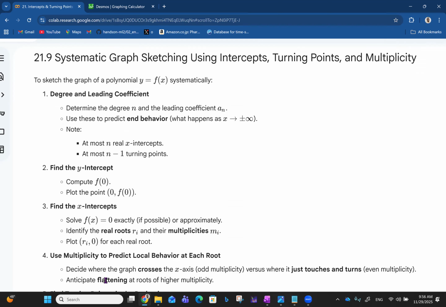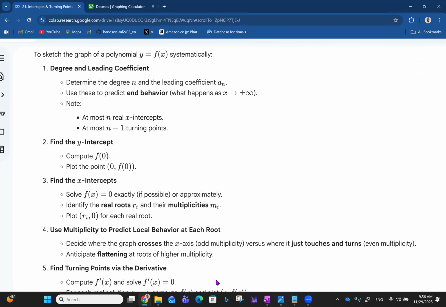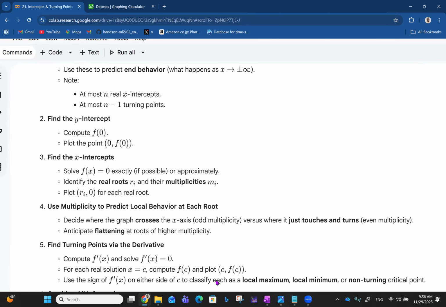And for even multiplicities, you have that touching and turning, which becomes flatter and flatter as the powers increase. So use multiplicity to predict local behavior at each root. Decide where the graph crosses the x-axis, that's odd multiplicity, versus where it touches and turns, even multiplicity. Anticipate flattening at roots of higher multiplicity. So this information will really help a lot.